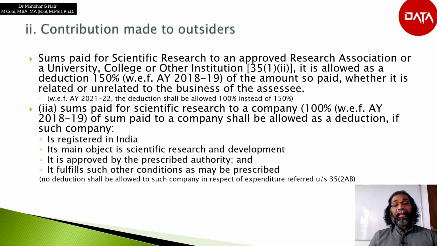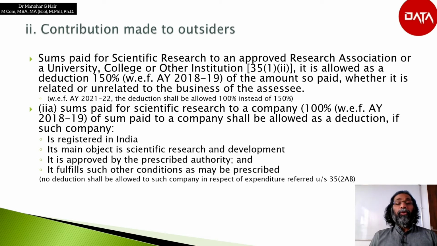So here, a contribution made to scientific research but not carried out by the assessee by himself, but it is carried out by any research association or a university or a college or other institution which is approved under section 35 section 1 and clause 2, then it shall be exempted or deductible to the extent of 150%. But with effect from assessment year 2021-22, the deduction shall be restricted to 100% instead of 150%.